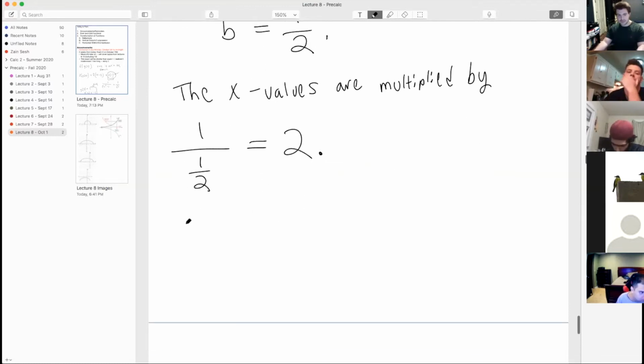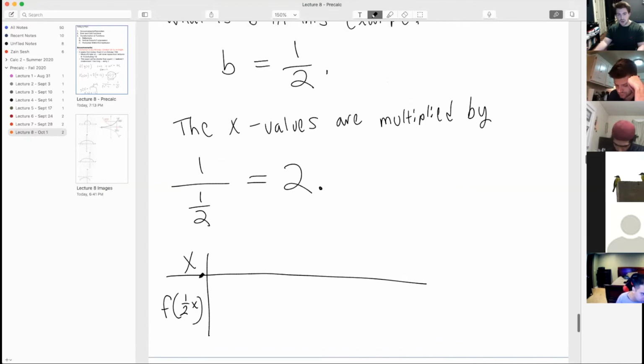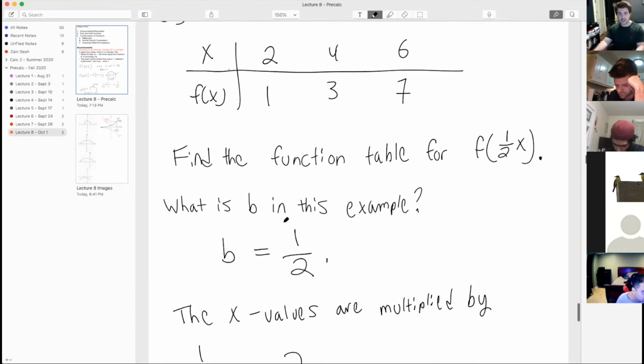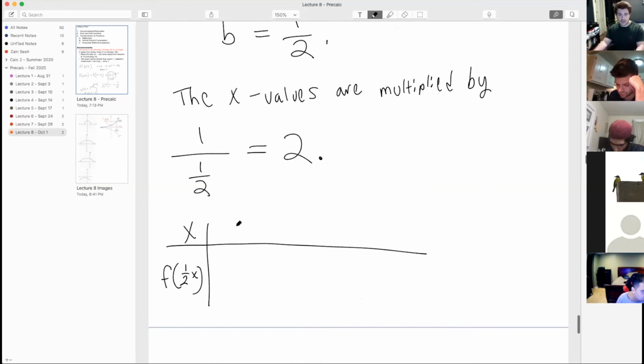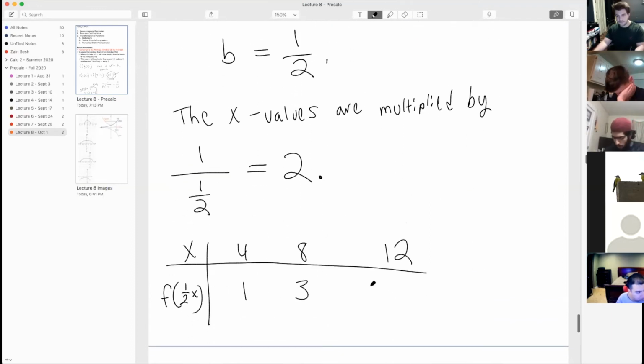All right, and that's pretty much it. So we get our function table as follows. So x is here, f of 1/2 x is here. Okay, so the x values get multiplied by 2. So what were my x values? They were 2, 4, and 6. I just need to multiply each of those guys by 2. All right, so that would be 4, 8, and 12. Y values stay exactly the same. That's it.